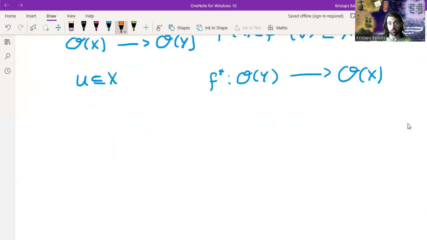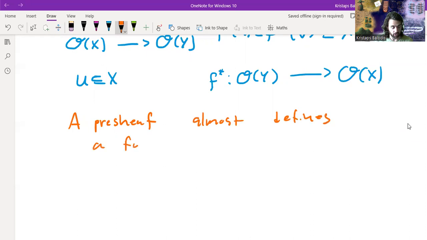A presheaf, in the sense that we already know it, right? In the definition I gave in the beginning of the series, this almost defines a functor from the open sets on X to the category of sets.